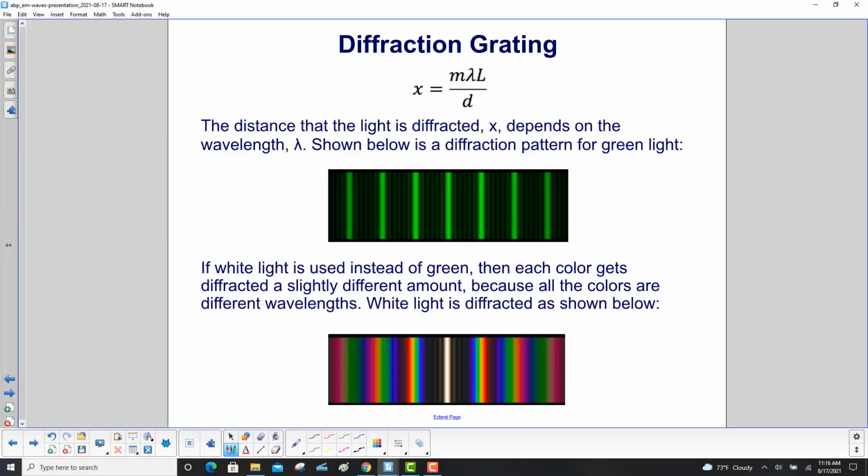The distance that the light is diffracted, which is x right over here, depends on the wavelength, lambda. Shown below is a diffraction pattern for green light. If white light is used instead of green, then each color gets diffracted a slightly different amount because all the colors are different wavelengths. White light is diffracted as shown below. You've got the white right in the middle, and then your first order maximum, second order maximum, third order maximum, and notice how they get spread out and their intensity goes down a bit.